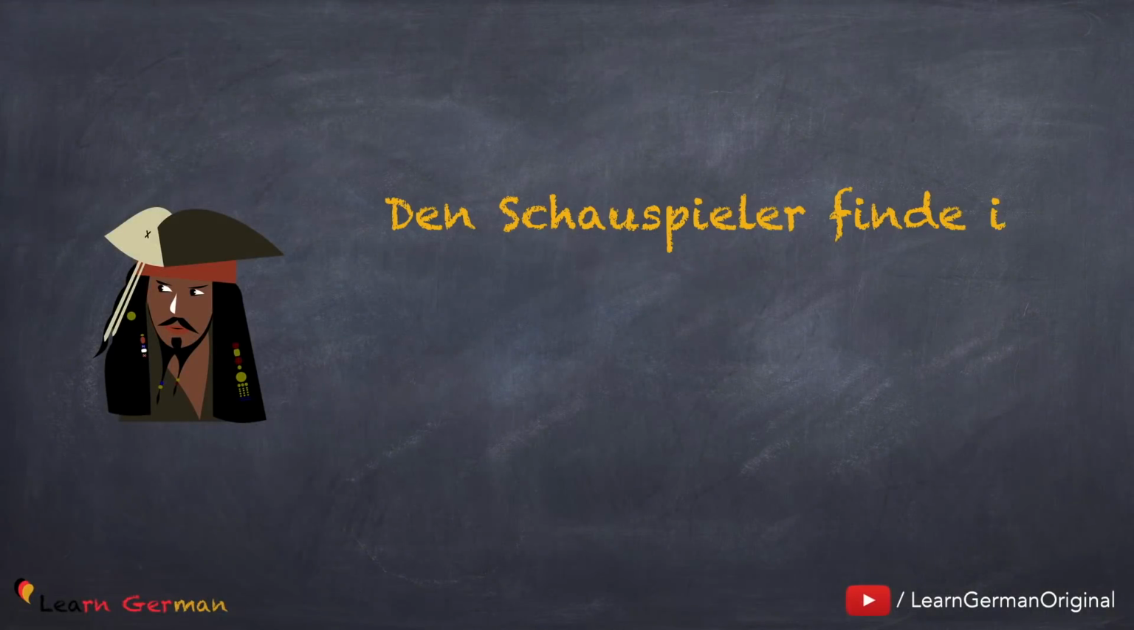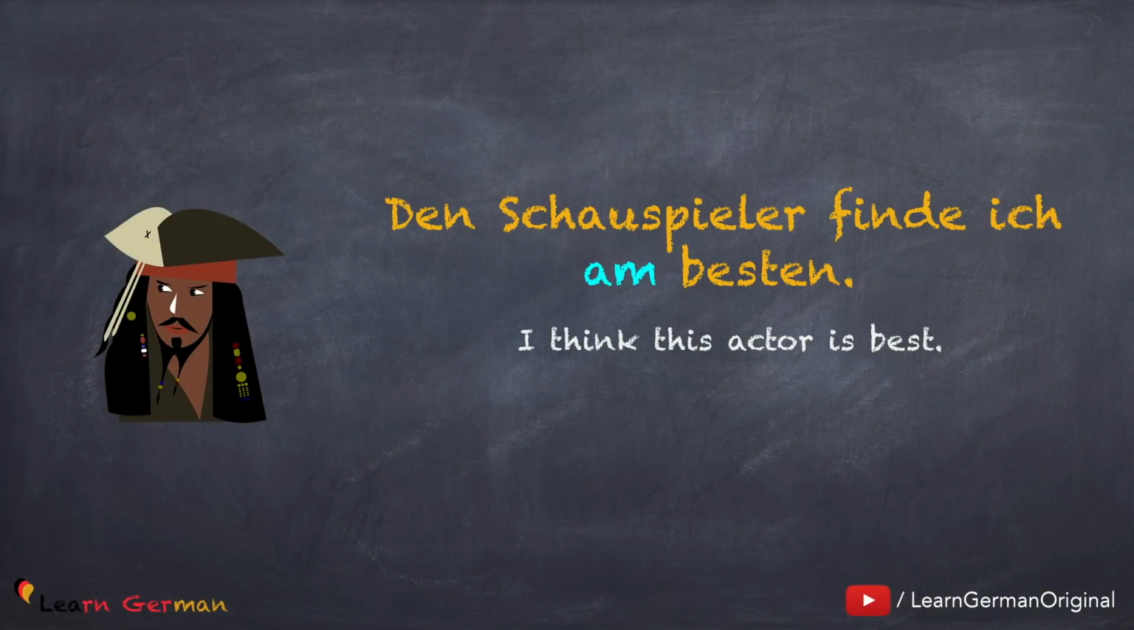Am as a preposition is also used to express superlative for adjectives. For example, den Schauspieler finde ich am besten. If you want to revise superlative, you can do so by watching our video on the same. The link can be found below in the description.